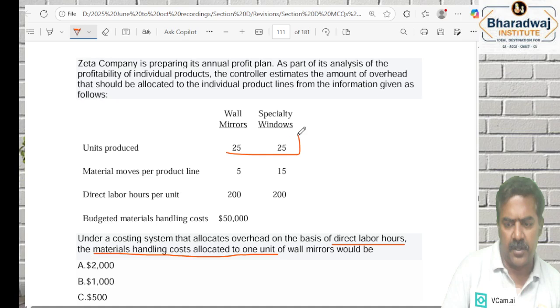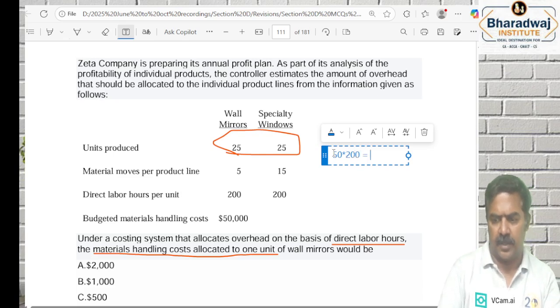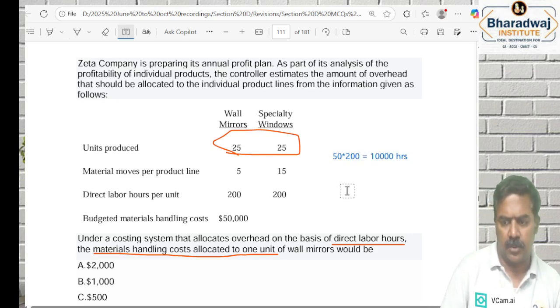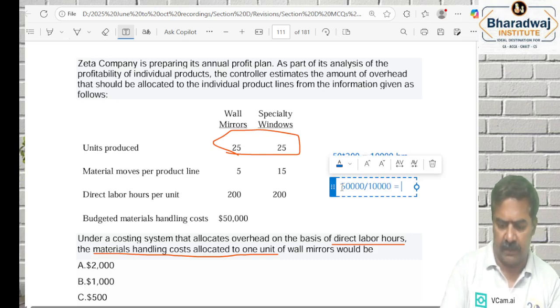See, equal units are produced and equal number of hours are also there. What is the total number of units made? 50 units into 200 hours will be 10,000 hours. So what will be the rate per hour? 50,000 divided by 10,000. How much? $5.